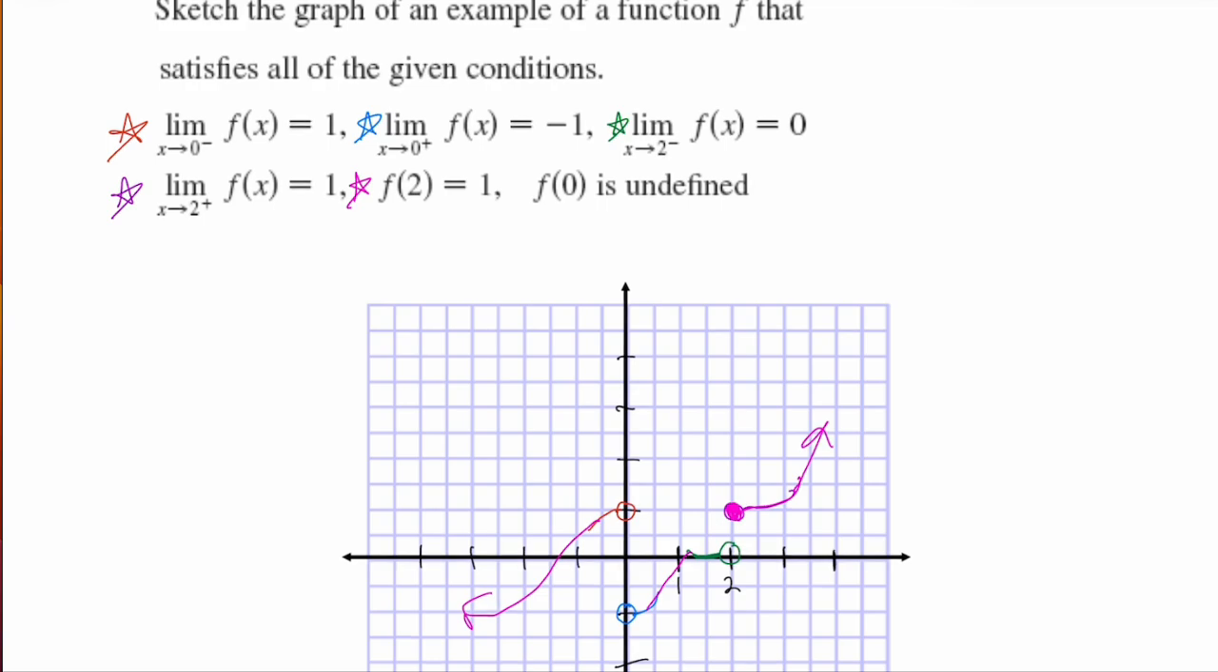So let's look. Am I approaching 1 from the left of 0? Yep. Am I approaching -1 from the right? Yep. Is f of 0 undefined? Yep, nothing there. As I approach 2 from the left, am I heading to 0? Yes. 2 to the right, am I heading to 1? Yes. Is f of 2 equal to 1?